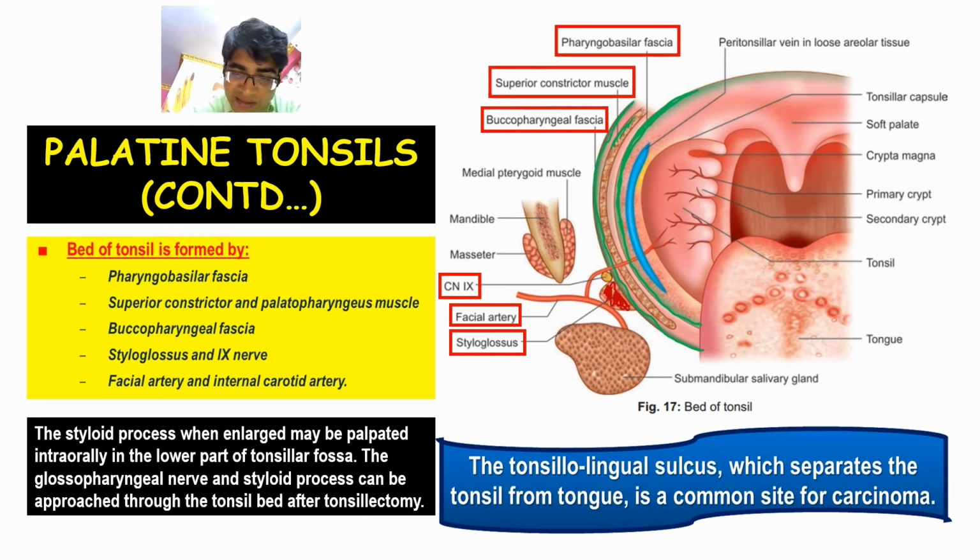Then there is also a nerve nearby, that is cranial nerve 9. Then the facial artery, from which the tonsillar artery starts, and it supplies the tonsil from its lower pole, as I have already told you.